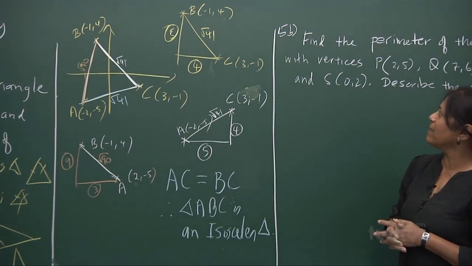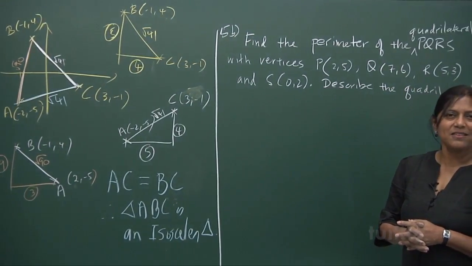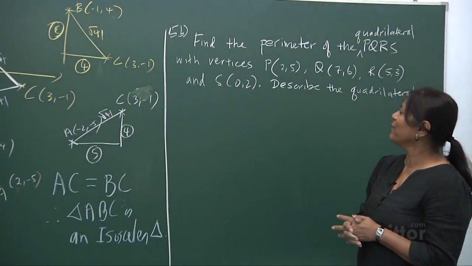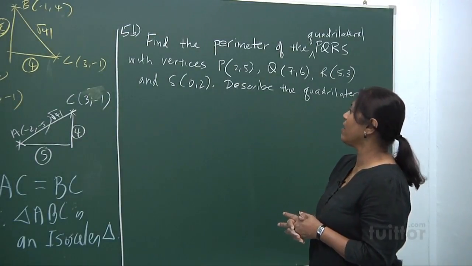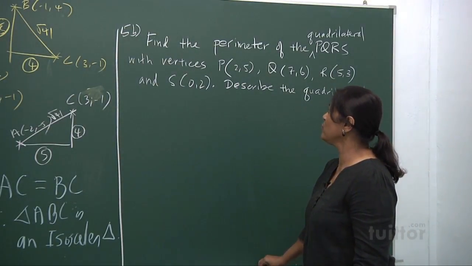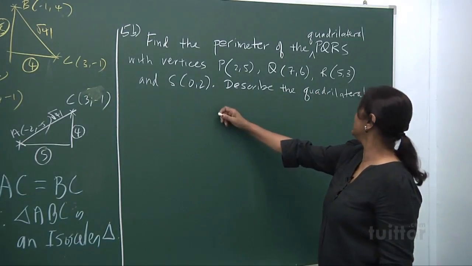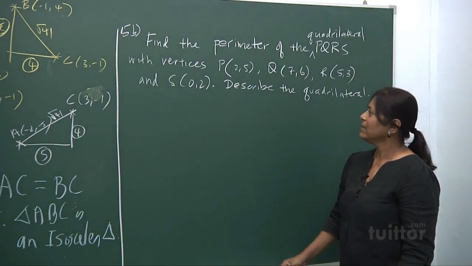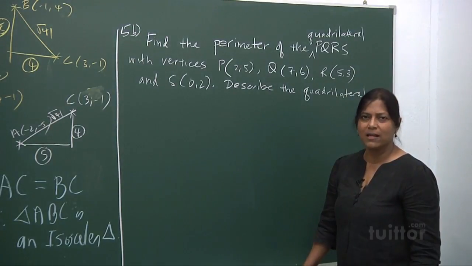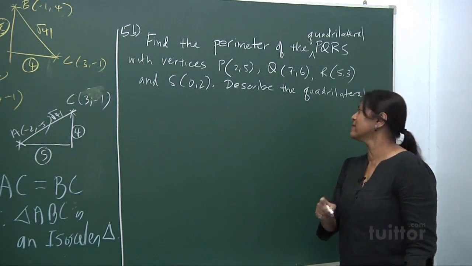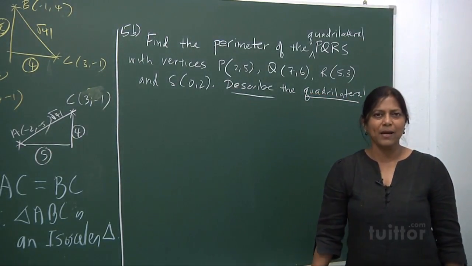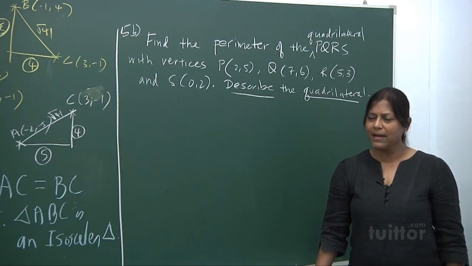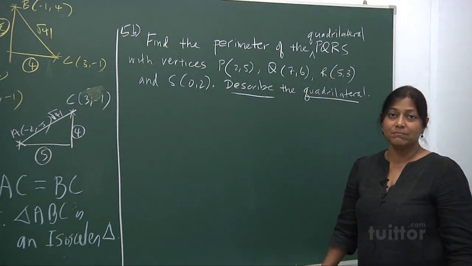Now we come to the next sum, the last sum for this practice. They want you to find the perimeter of this quadrilateral PQRS with vertices, all these are given to you, and they want to find out the perimeter. Perimeter is just the length of the sides. And they want you to describe this quadrilateral. Is it a parallelogram? Is it a kite? Is it a rectangle or a square?